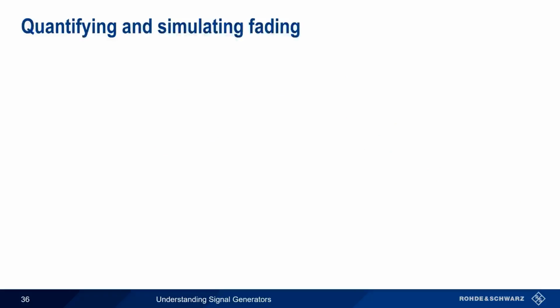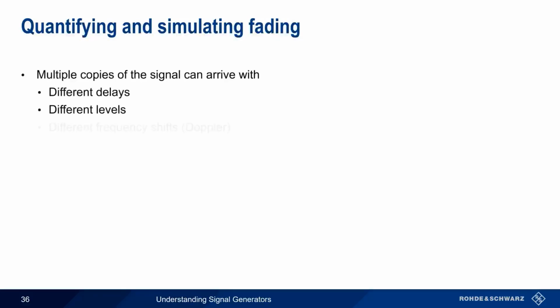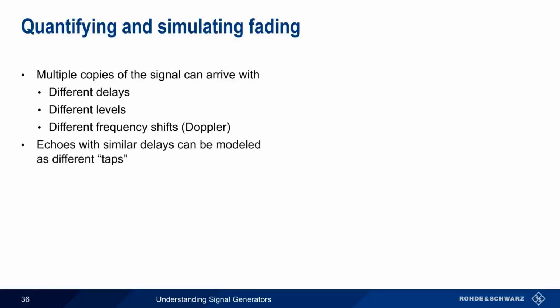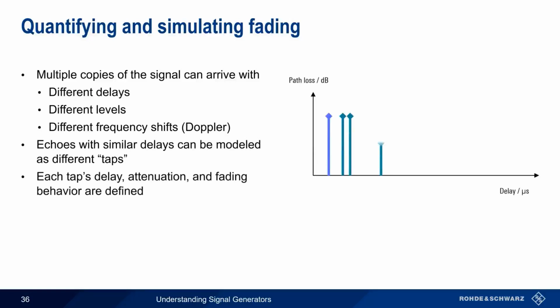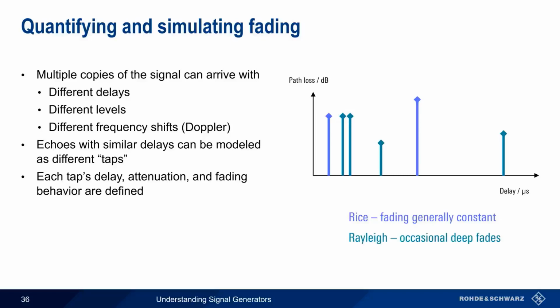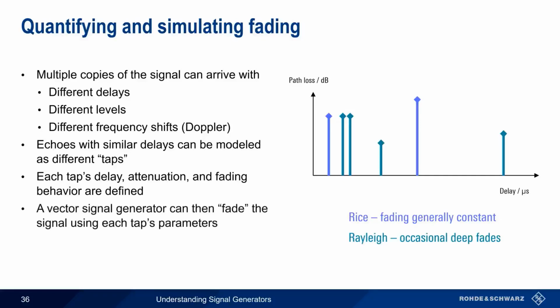As we've just seen, in the real world, multiple copies of a signal can arrive with different delays, different levels, and different frequency or Doppler shifts. We can model echoes with similar delays as so-called taps. Each tap has a defined delay, attenuation, and fading behavior. Fading behavior includes things such as the time-varying pattern of the fade. For example, Ricean fading is generally constant over time, whereas Rayleigh fading occasionally will exhibit deep fades. Once we've provided this information, a vector signal generator can then fade the signal appropriately for each tap.